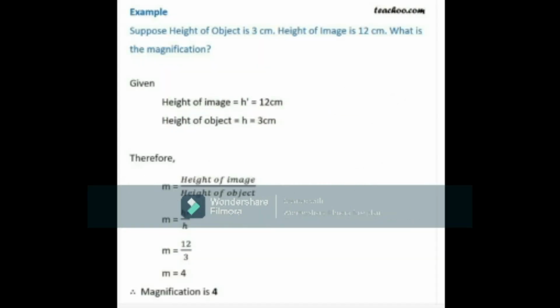Example problems. Suppose the height of the object is 3 cm and the height of the image is 12 cm. What is the magnification? In this problem, the given height of the image, that is h', is equal to 12 cm. Height of the object, that is h, is equal to 3 cm. Therefore, the formula is m is equal to the height of the image by the height of the object, that is m is equal to h' by h. m is equal to 12 by 3 and therefore magnification is 4.